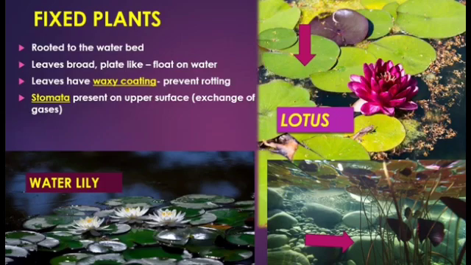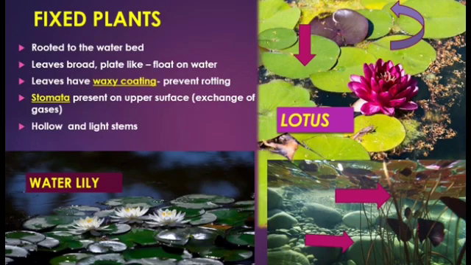Now the stomata are present on the upper surface of the leaves. These stomata help in the exchange of gases. When you see the stems, they are hollow and light. These hollow and light stems help them to float on the water. Now the leaves are broad, which provides a large space. Hence it becomes a nesting place for tiny birds.